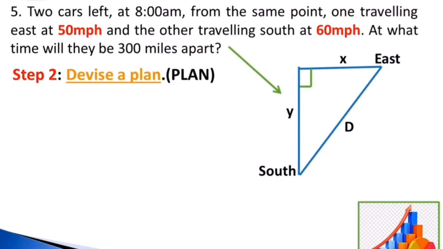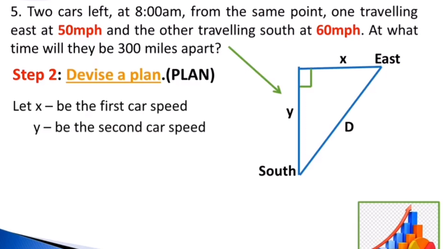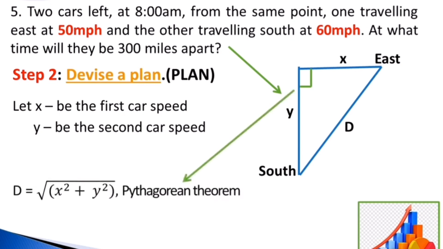So here we have the first car going to east, second car is going to south. Okay, so here as we notice, their travels form a right triangle. And if it is a right triangle, obviously you can apply a theorem, and we call it as Pythagorean theorem. So in this case, we have x be the first car speed and y be the second car speed.